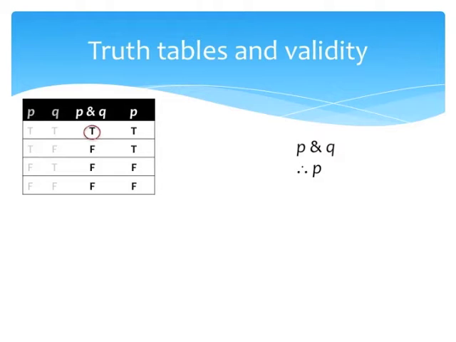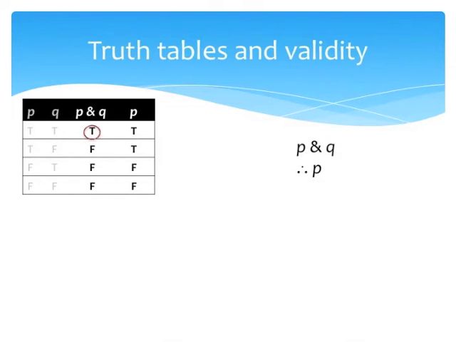So let's take this. There is one row in which the premise is true, which is the first one. That's the only row in which the premise is true. Now, what about the conclusion? Is it false in that row? No, it is true. So since we have listed all of the possible cases and didn't find a counterexample, we can conclude that this argument form is valid.